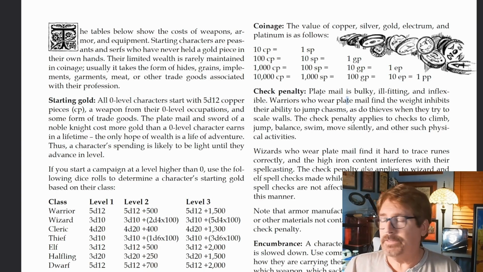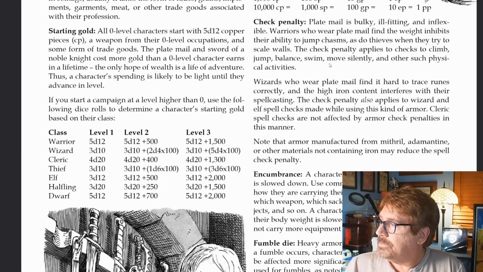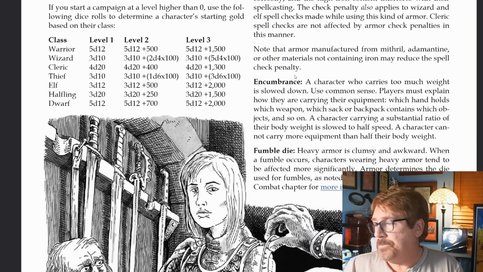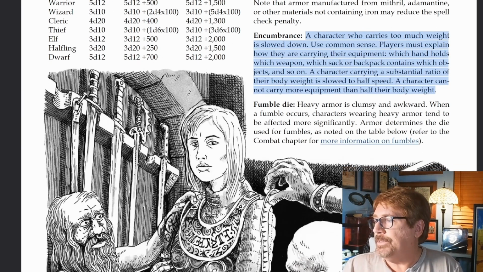But even though Greyhawk does, check penalties. Yeah, they got bulky armor penalties. I do the same thing. Depends on the rule system you're using. That's good. Encumbrance, I love it. Hopefully they have an easy encumbrance system that's quick.